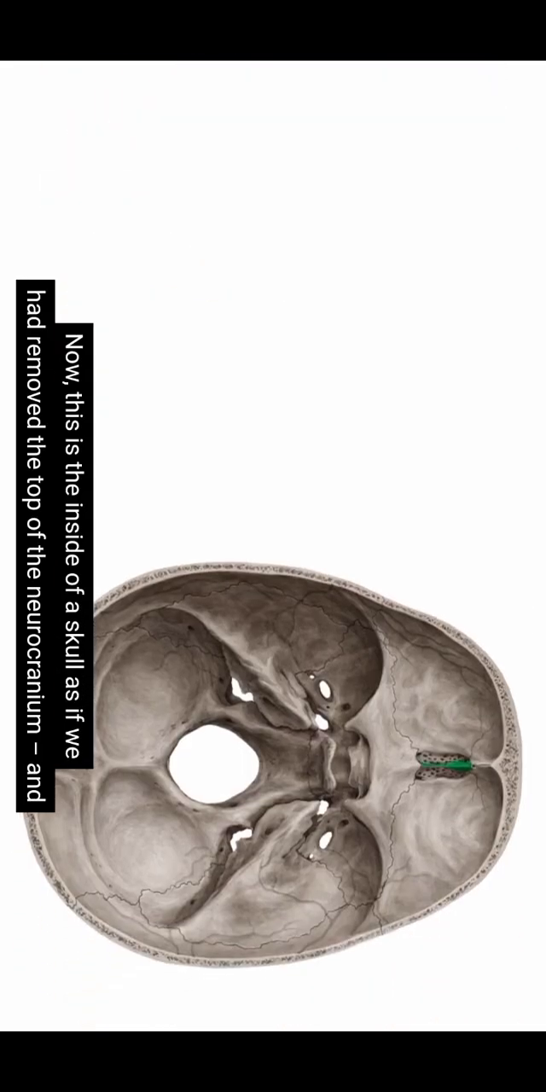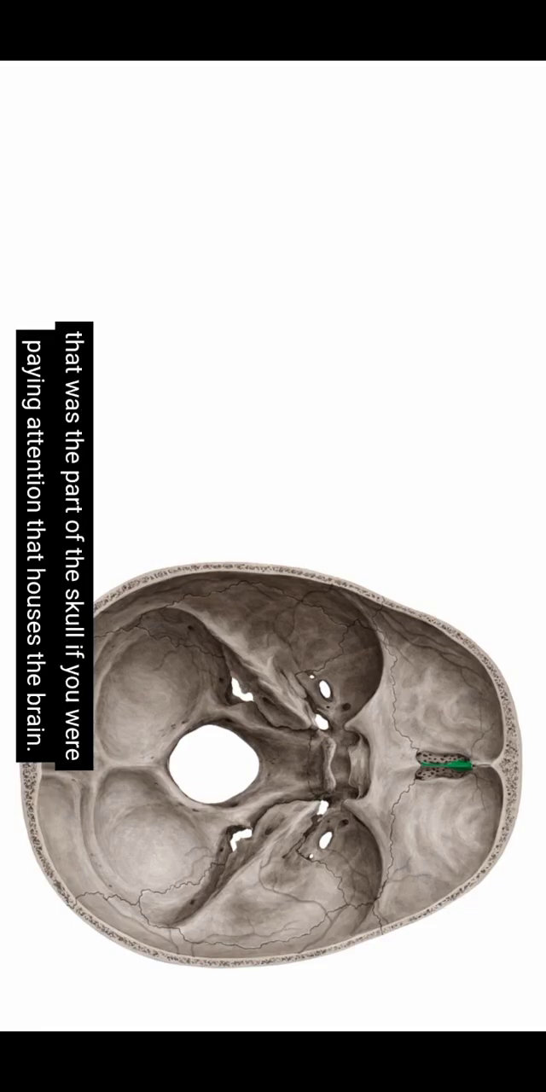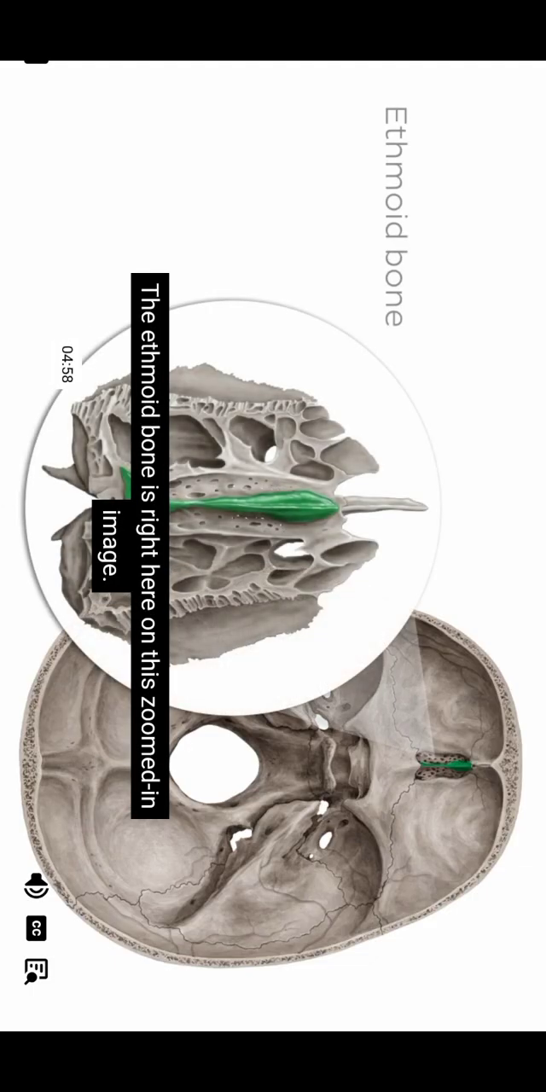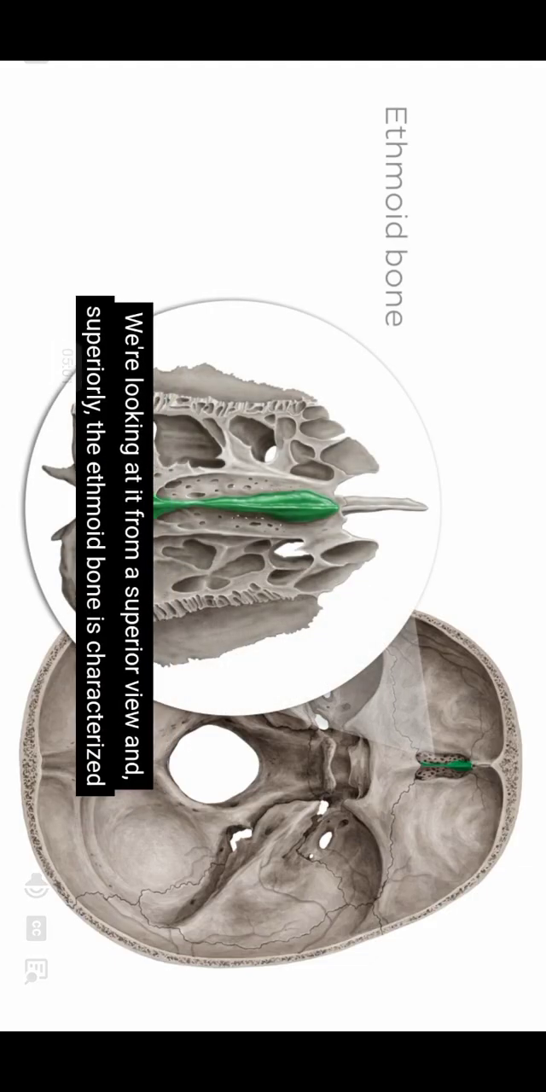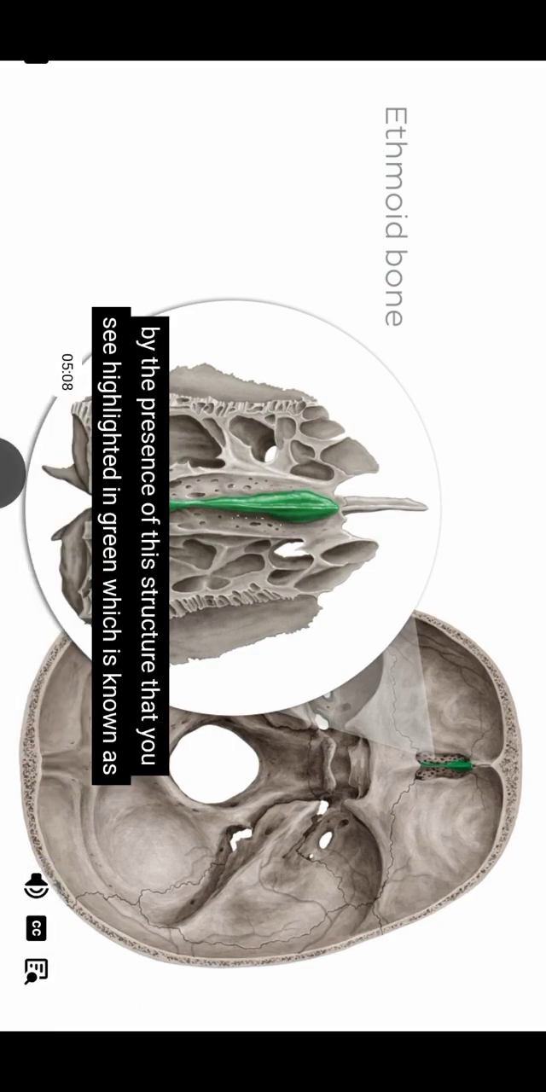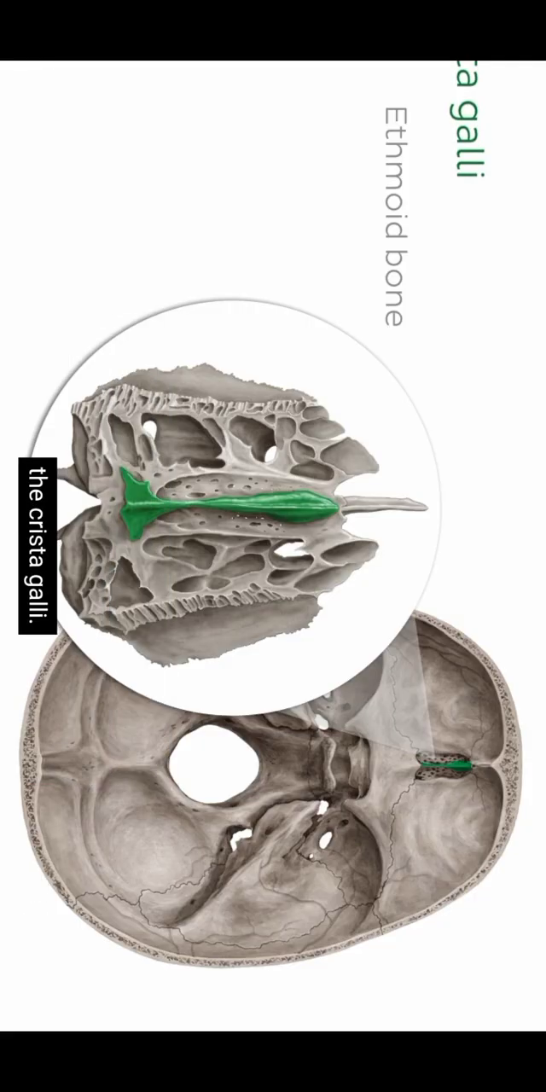Now, this is the inside of the skull, as if we had removed the top of the neurocranium. That was the part of the skull, if you were paying attention, that houses the brain. The ethmoid bone is right here on this zoomed-in image. We're looking at it from a superior view, and superiorly, the ethmoid bone is characterized by the presence that you see highlighted in green, which is known as the crista galli.